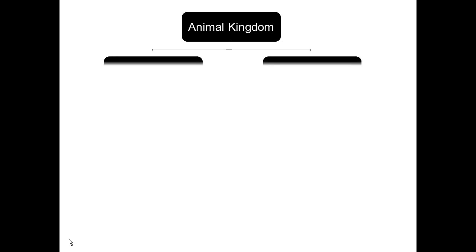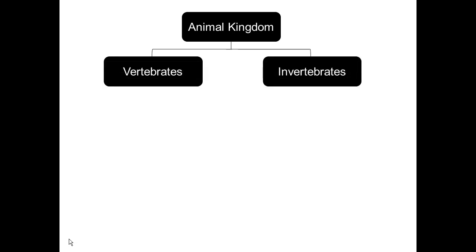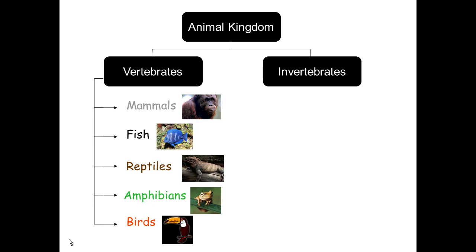Okay, so this is a slide to make a kind of recap of what we just said. We said that we have 5 main kingdoms. Today we're going to focus on the animal kingdom. We said that the animal kingdom can be subdivided into 2 main groups, and they are vertebrates and invertebrates. And then we focused on the vertebrate group, and they can be subdivided into 5 other groups. So we have mammals, fish, reptiles, amphibians, and birds.